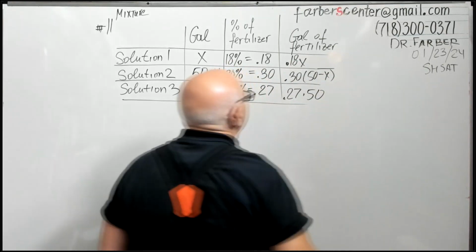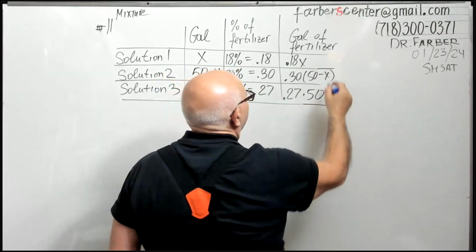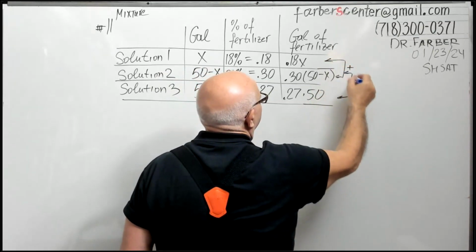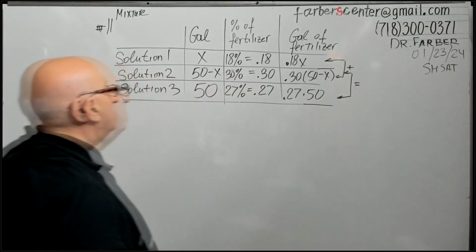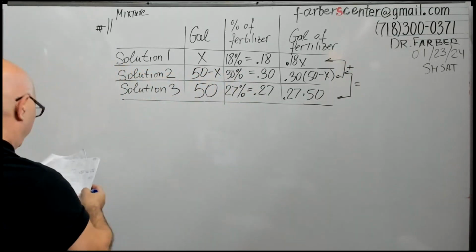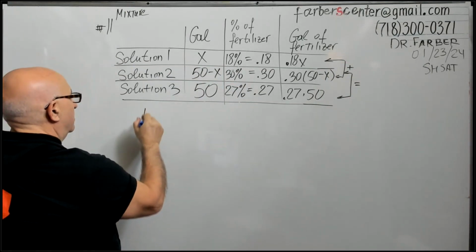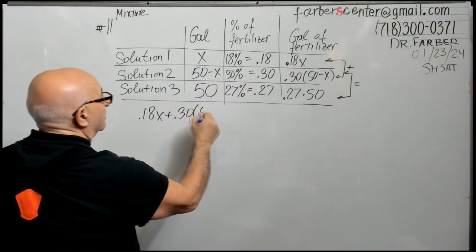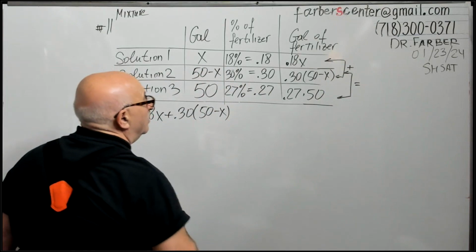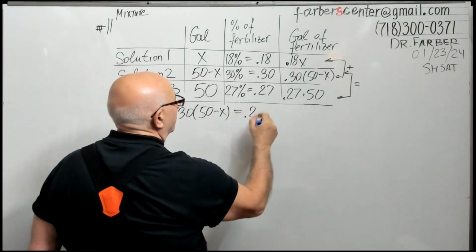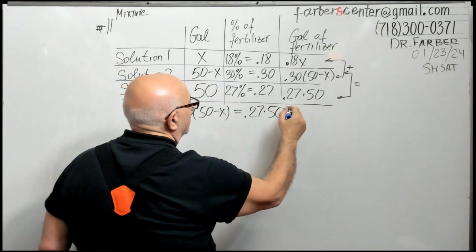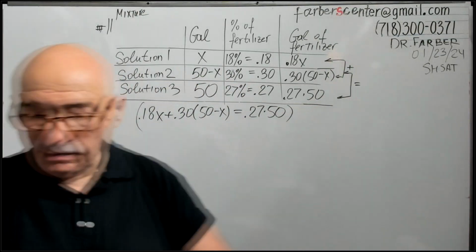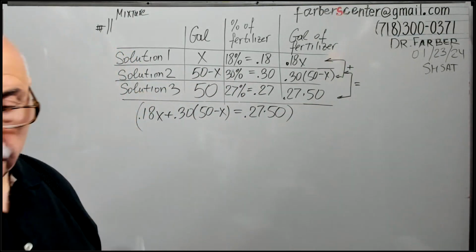After that, simple logic: if you combine two ingredients, you will get this mixture. And you can write the equation of this. 0.18X plus 0.30 times 50 minus X equals 0.27 times 50. I will multiply both parts by 100 to get rid of these decimals. If you have any question, ask me.